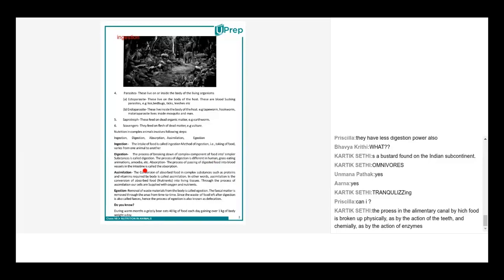The process of digestion is different in human beings, different in grass eating animals like cows, and different in amoeba. Does anybody remember or would anybody like to share how digestion is different in grass eating animals, especially cows? Ma'am, they eat the food, they chew it, they take it to the reticulum, and then they bring it back to their mouth and chew it, and then again it goes back to their stomach. Very good, excellent.